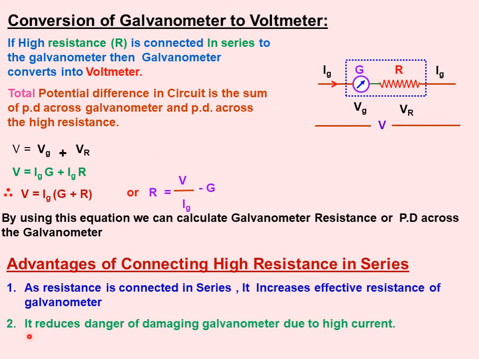Second, we can write it reduces the danger of damaging the galvanometer due to high current, because as you are connecting high resistance here, the current will be negligibly small in this case. So there is no danger of damaging the galvanometer due to high current. And then it helps us to decide the scale to measure the voltmeter or potential difference. So hope you understood, students.